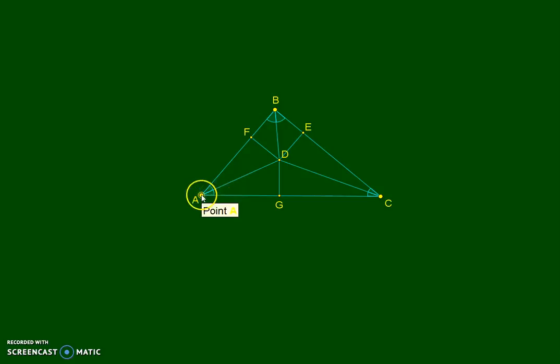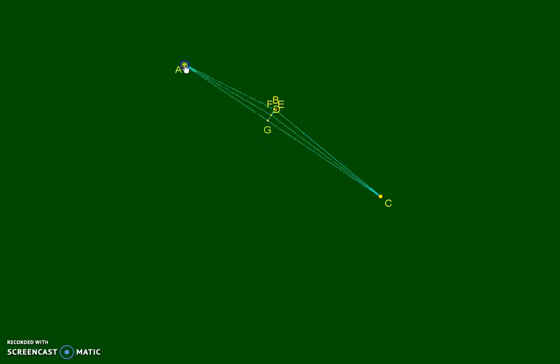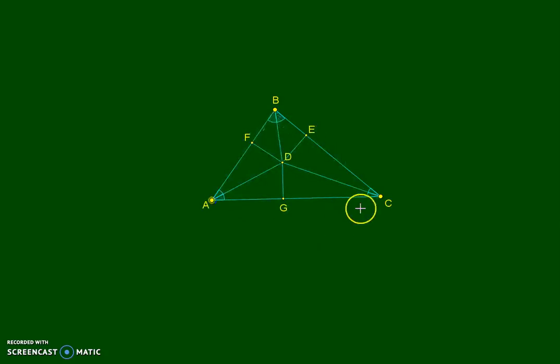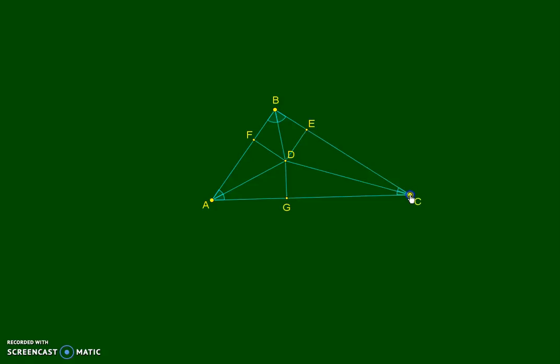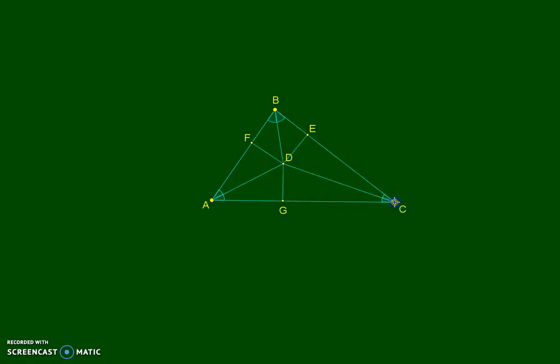Now if I grab one of these vertices and start moving it around, you'll see that no matter where I put it, the incenter, point D, is always inside of the triangle. Always inside. So very important artifact there. And the fact that these three sides, FD, DE, and DG, are all going to be congruent is what we're going to be using to solve our various problems. So let's go ahead and work a couple of examples using incenter and go from there.